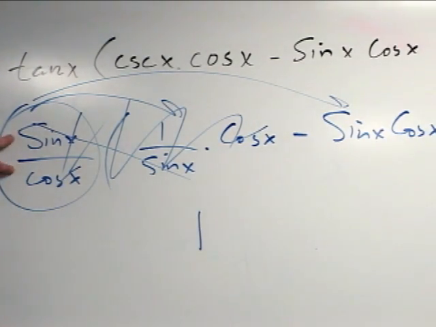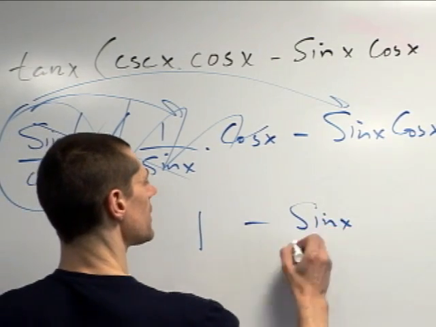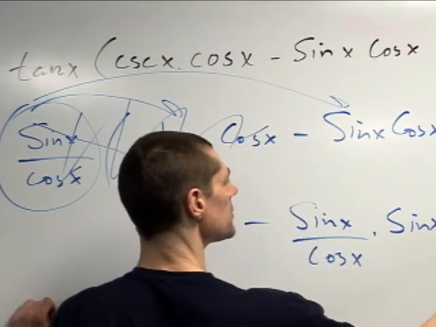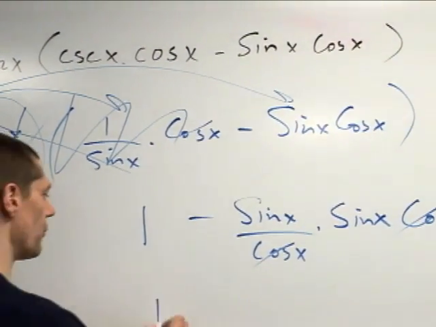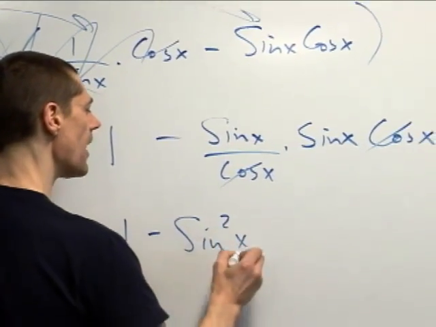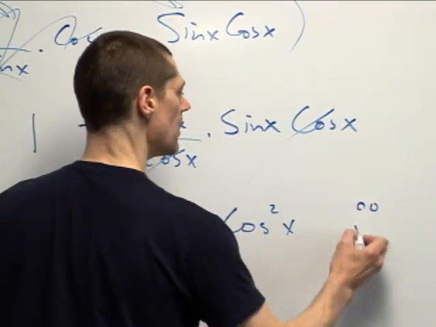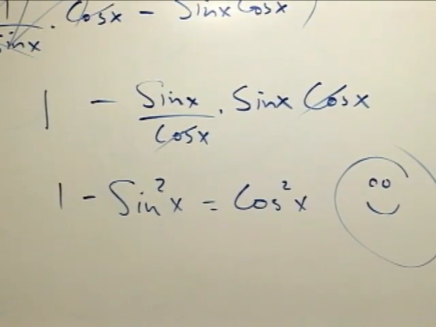Now it's going to be this times this, which I'll put over here. So we're going to have sine x, cosine x times sine x times cosine x. Cosine x on top, cosine x on the bottom, we are left with 1 minus sine squared x, which of course you know is cosine squared x. Piece of cake.